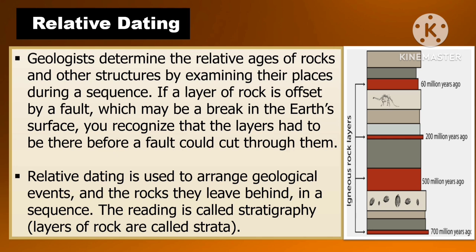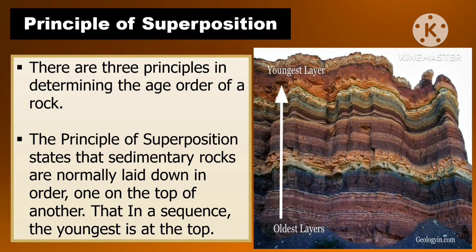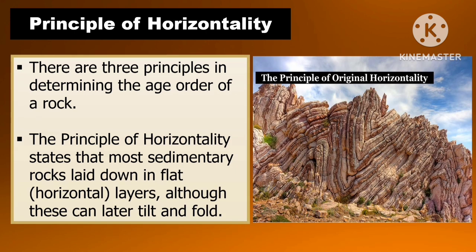The study is called stratigraphy. The layers of rock are called strata. There are 3 principles in determining the age order of a rock. The principle of superposition states that sedimentary rocks are normally laid down in order, one on top of another, so that in a sequence, the youngest is at the top.